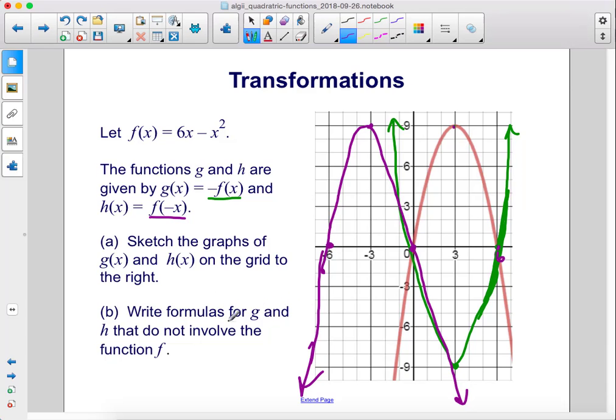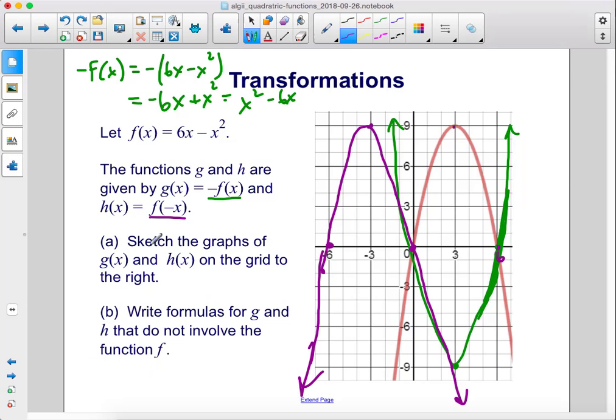Write formulas for g and h that do not involve the function f. Okay, so negative f of x equals negative (6x minus x squared), which is negative 6x plus x squared, or if you want to reverse the order, x squared minus 6x.